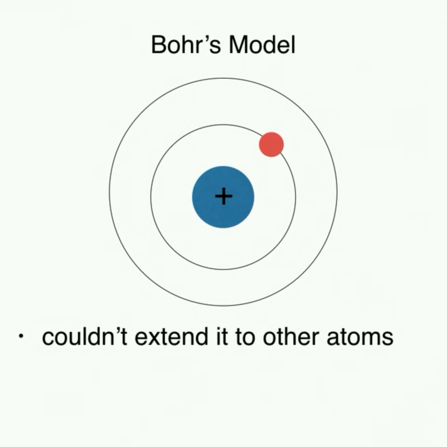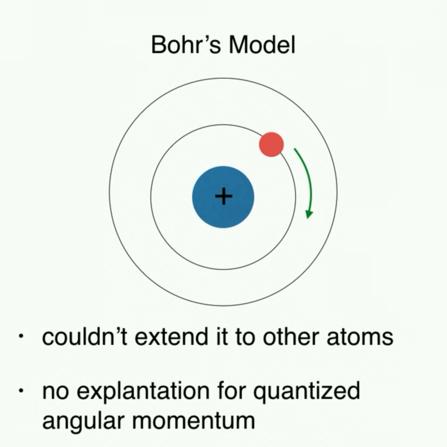As well, Bohr made an assumption from his model that the angular momentum of the electron, that is the momentum from its circular motion, was quantized. But he did this with no explanation. These inconsistencies made it clear that there was something fundamentally wrong with Bohr's model and called for more research.